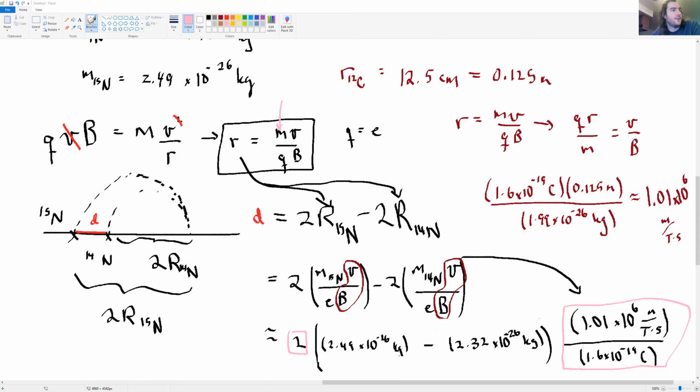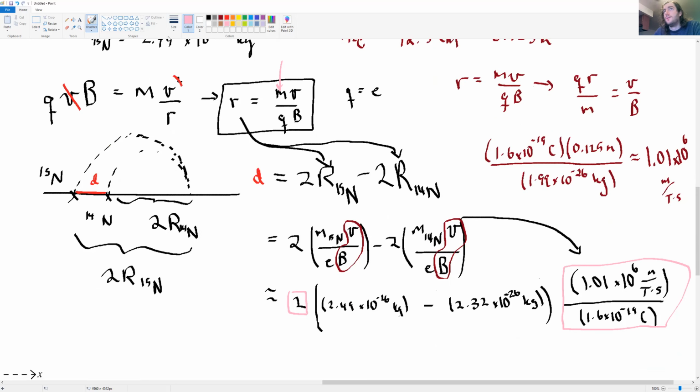And I end up with an answer of 0.0214. So 2.15 centimeters if I round. Let's check the answer here. Yep, that's what they have here. So 2.14 centimeters. That's the difference. They use the letter S here for the difference. I think we used the letter D.